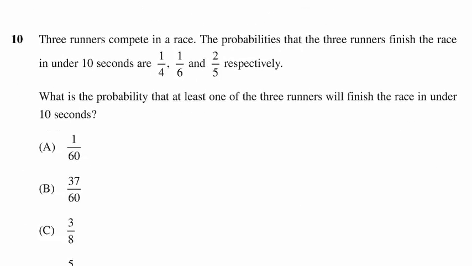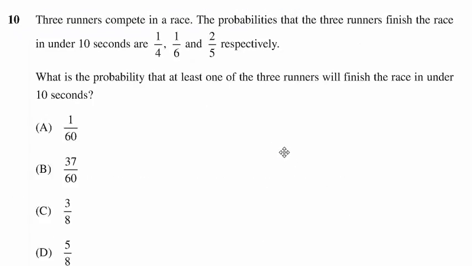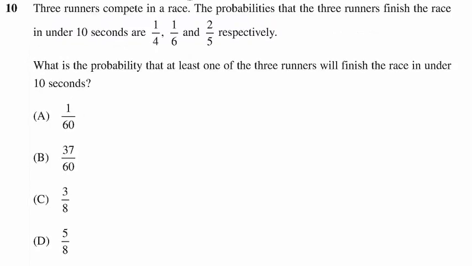Now on to question 10. 3 runners compete in a race. The probabilities that the 3 runners finish the race in under 10 seconds are a quarter, a sixth, and 2/5 respectively. What is the probability that at least one of the 3 runners will finish the race in under 10 seconds? So we're looking for the probability that at least one. So that means it's going to be equal to 1 minus the probability that none of them finish under 10 seconds.